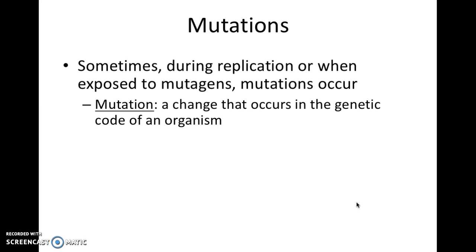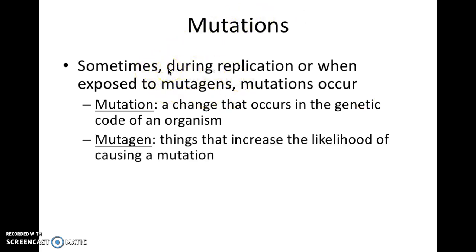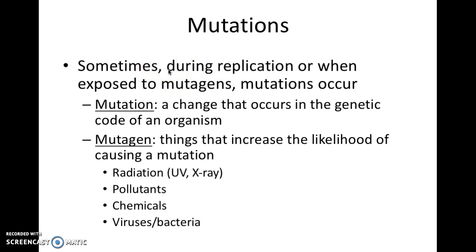So sometimes when you replicate your DNA, the parts don't match up. Sometimes an A will bond to a G, and we know that's not how it's supposed to be, right? An A bonds to a T. But sometimes you have a lot of DNA and mistakes are going to be made. Your body's not perfect. So sometimes a mutation occurs there, and other times it's when it's exposed to something called a mutagen. A mutagen is just something that's going to increase the likelihood of a mutation. Often it's things like radiation or pollutants, chemicals, or certain microorganisms like viruses and bacteria.